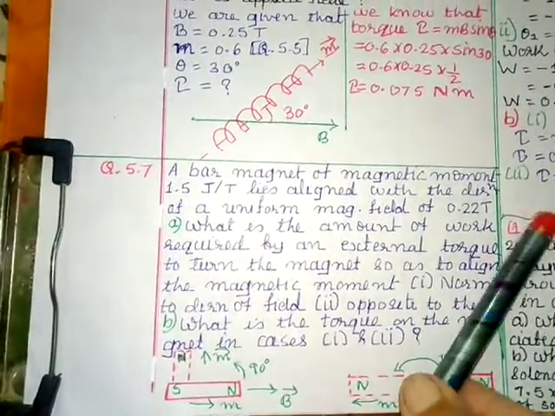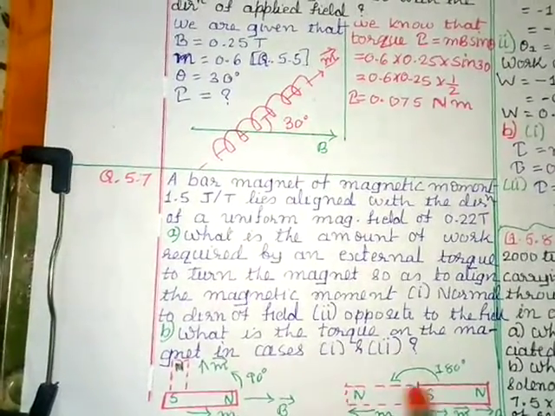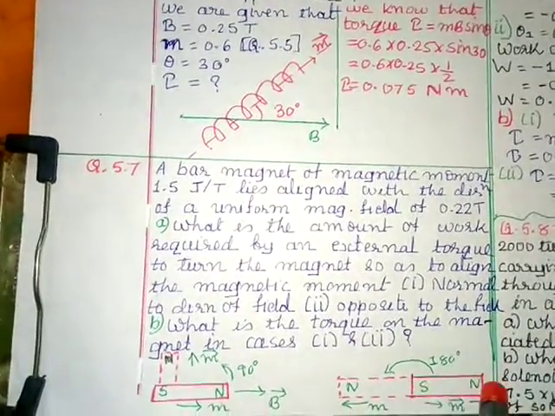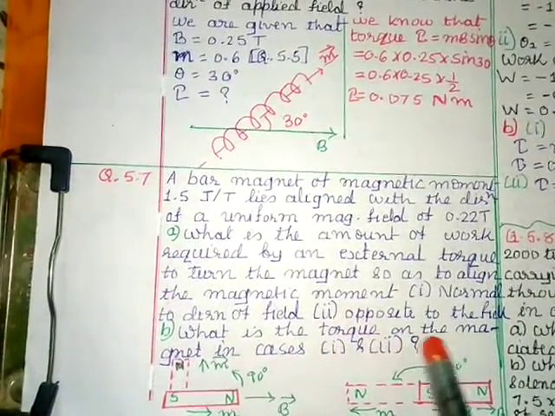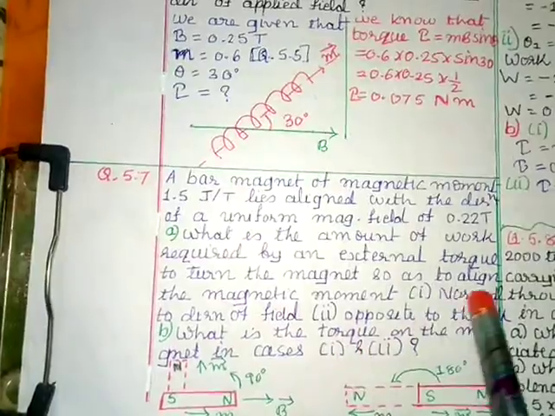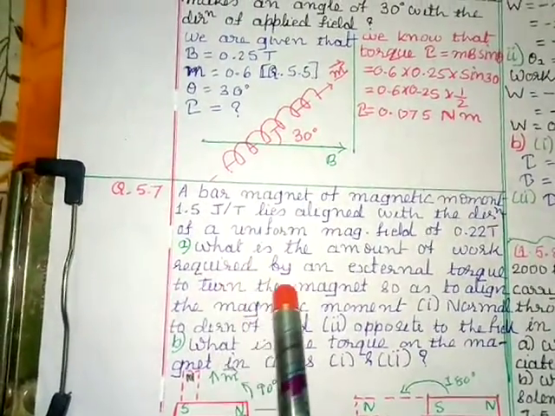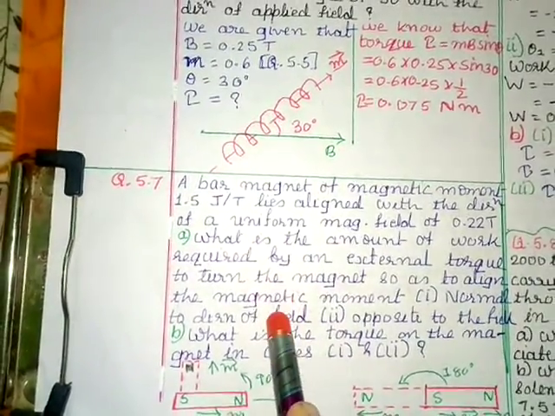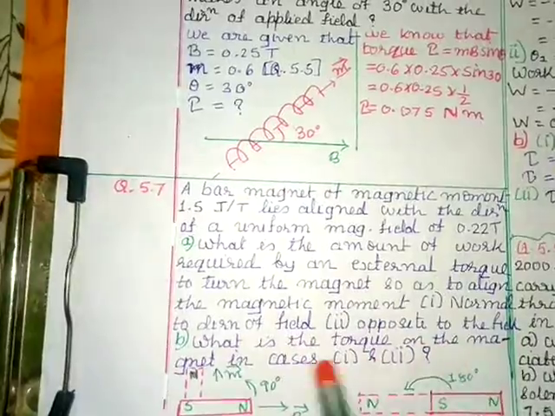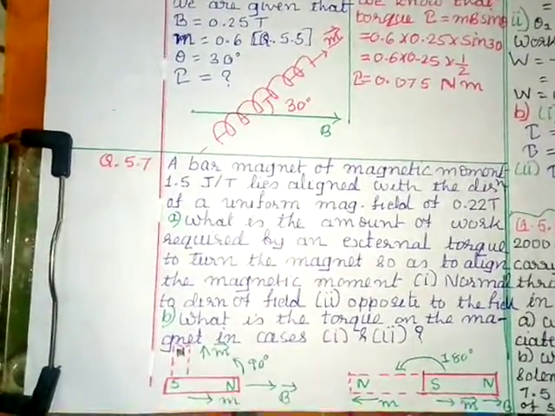You are turning it over 180 degree. So 180 degree, so north comes here. So first magnetic moment was in this direction, now it becomes like this. And we have to find the work required to be done. That is, you have to use the potential energy formula. And second one we have to find the torque. So both we have to find. So let us find first the work done.